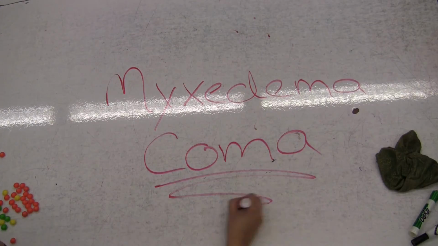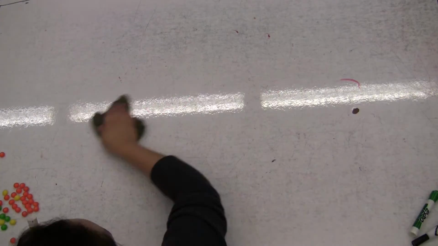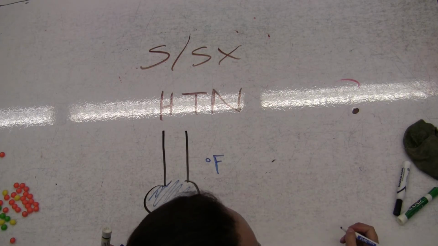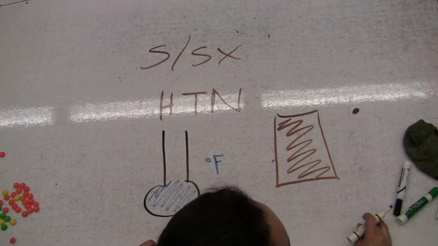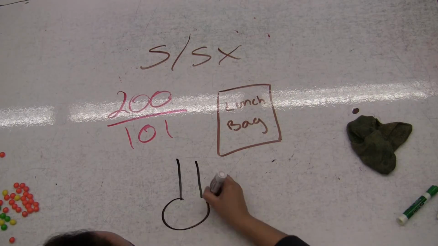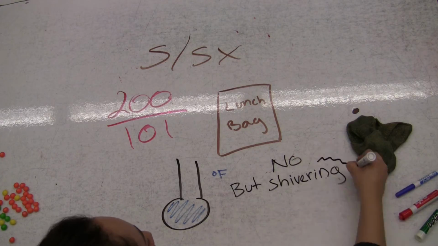At this stage, myxedema coma can occur and is considered a medical emergency. Signs and symptoms of myxedema coma include hypertension, hypoglycemia, hyperventilation, hypothermia without shivering, and a buildup of lactic acid.